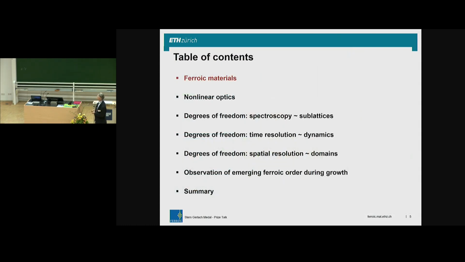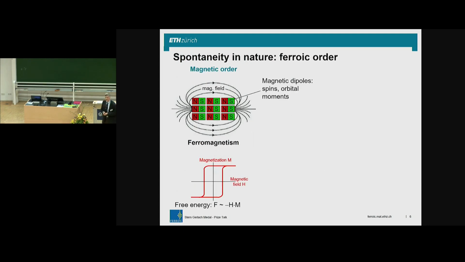So then let's start. I would like to give two introductions on ferroic materials and nonlinear optics, and then give a couple of examples that go a little bit into the degrees of freedom of these optical experiments. So first, ferroic materials, and here you really have a very simplistic view of what a magnet is, more precisely a ferromagnet. You have this spontaneous arrangement of magnetic moments that generates an external magnetic field. And this magnetization that you get in response, that can be switched by an external magnetic field, and then you can drive a ferromagnet through this well-known ferromagnetic hysteresis.